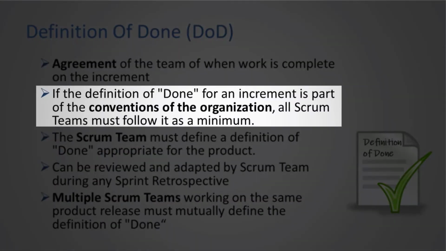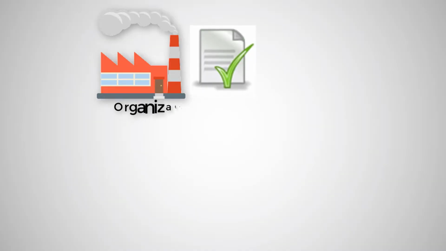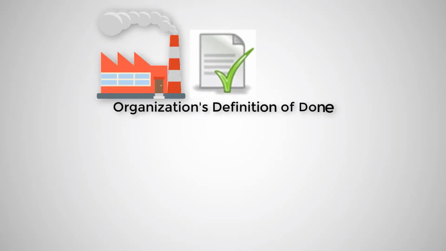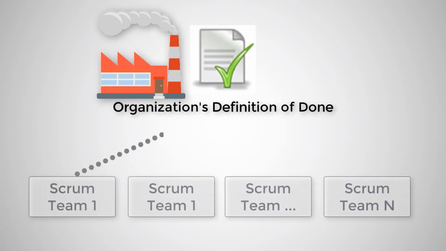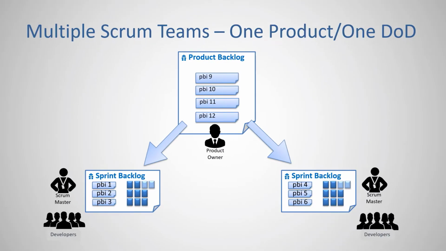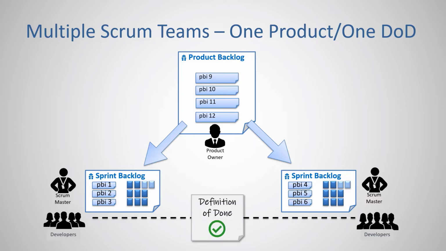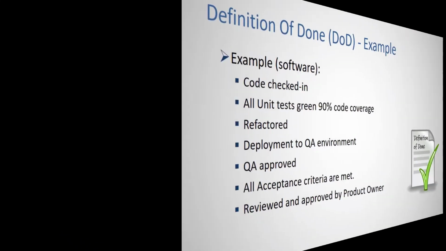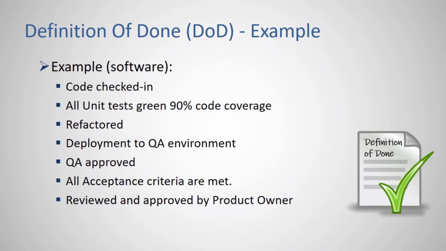If the definition of done for an increment is part of the conventions, standards, or guidelines of the development organization, all Scrum teams must follow it as a minimum. If there are multiple Scrum teams working on the same system or product release, all the Scrum teams must work together to define the definition of done. Here you can see an example of the definition of done for a software product. The code must be checked in, all unit tests must be green and with 90% code coverage.